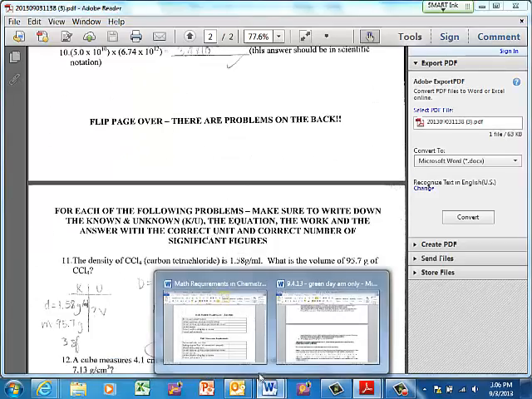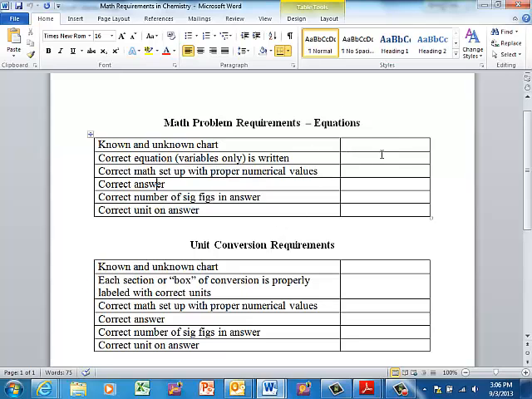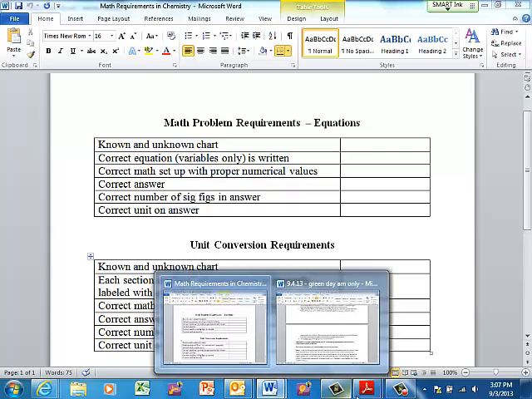Now, on the back, remember when you do equation questions, here are the requirements. You have to have known and unknown, you have to have the equation and the variables, proper values plugged in, correct answer with the right number of sig figs and the right units. So make sure you have all those things done when you're answering the questions on the test.